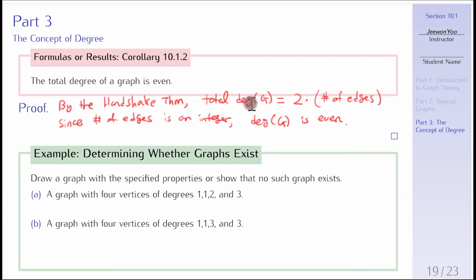Maybe this is a good example for the final, I don't know. By the handshake theorem, obviously the degree of G is twice the number of edges, which is an integer. So the degree of G is even. Okay, let's try some examples using this theorem and then the previous handshake theorem.